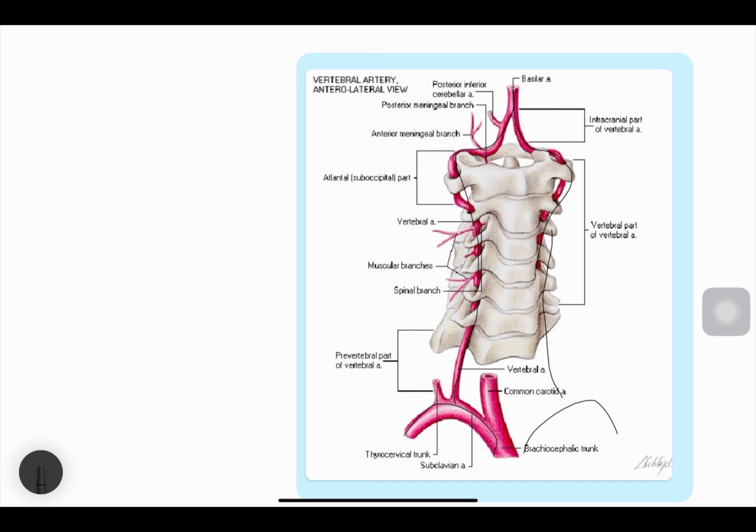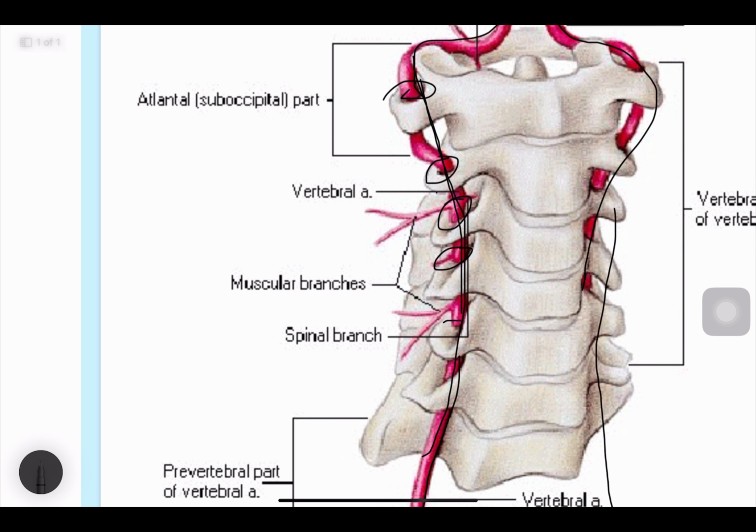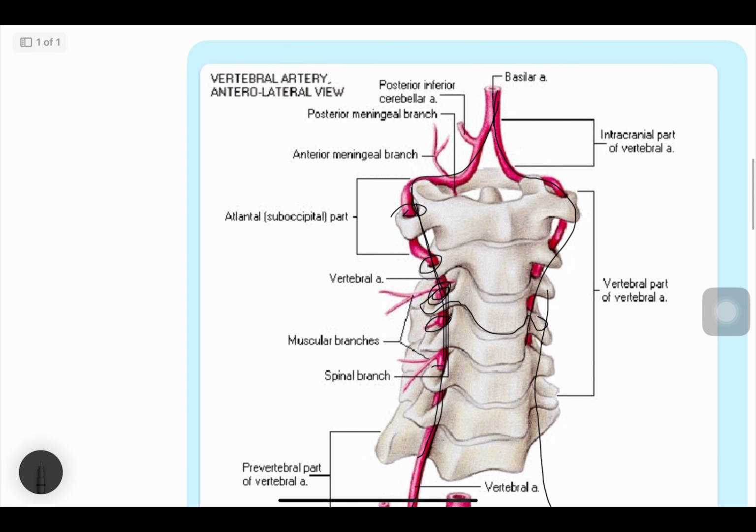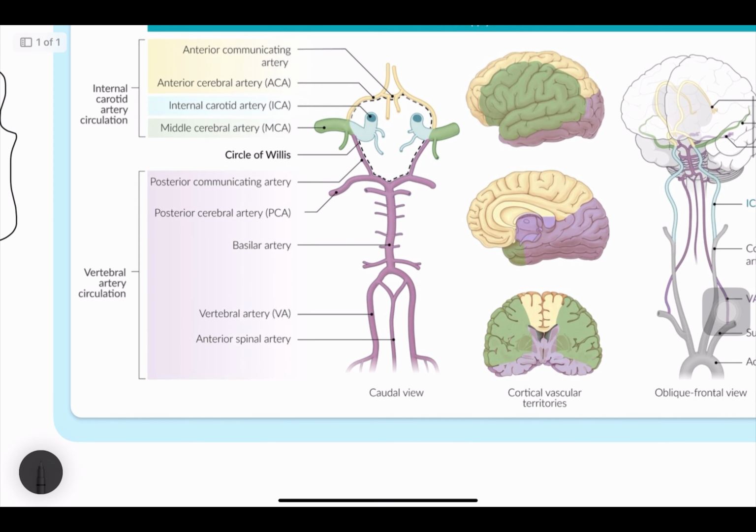So these vertebral arteries travel all the way in the foramina of the transverse process of the cervical vertebra. Over here we can see the vertebral artery traveling through the foramen present in the transverse process of these vertebrae, and it travels all the way to form the basilar artery. So these are the vertebral arteries which fuse together, form the basilar artery, and supply the posterior regions of the brain.